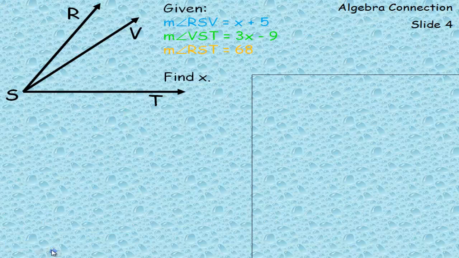Let's do one with algebra, and then you'll do the rest. This one with algebra, I don't know if you see this too well, but it says here x plus 5, and here it says 3x minus 9, and here it says 68, and this is the measure of angle RSV, measure of angle VST, and the measure of angle RST. There you go. Okay, so now we have algebra. Let's see. I have angle RSV, which is this angle here. This little piece here measures x plus 5.